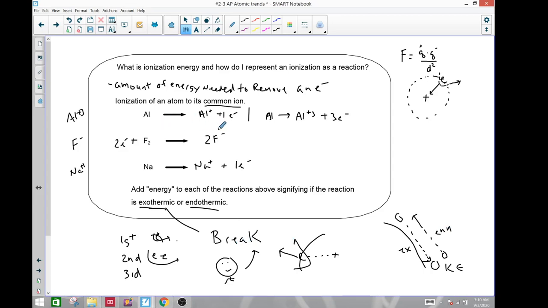So anytime I'm breaking something, I got to put energy in. So that's going to be an endothermic process. So oxidation requires energy. I'm going to put energy here, and I'm going to put energy here.